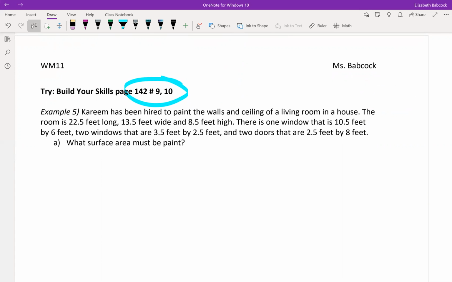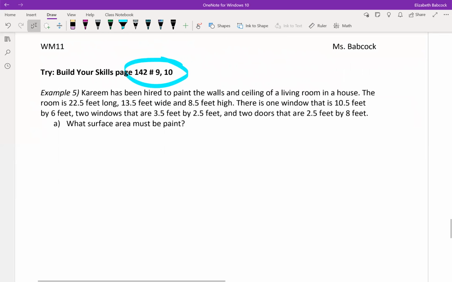So, Kareem has been hired to paint walls and ceiling of a living room in a house. The room is 22 feet long, 3.5 feet wide, and 8.5 feet high. There is one window that is 10.5 feet by 6 feet, two windows that are 3.5 feet by 2.5 feet, and two doors that are 2.5 feet by 8 feet.